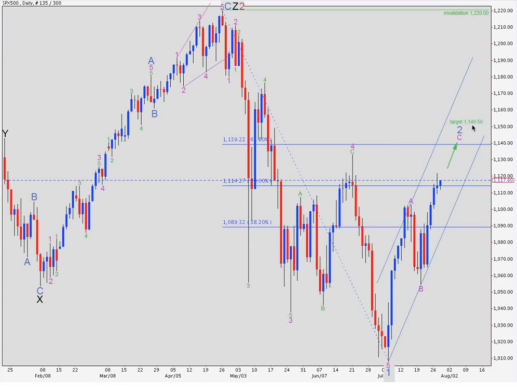A target for this wave count is 1149.50. That's where C will reach equality in length with A, a pretty common relationship between the two for a simple zigzag. And we'll see a reasonable overshoot of the 0.618 Fibonacci ratio for this whole downwards piece of movement. We've had a 1, 2, and 3. Now we're working on a 4, and then there should be one more push up to make that target.